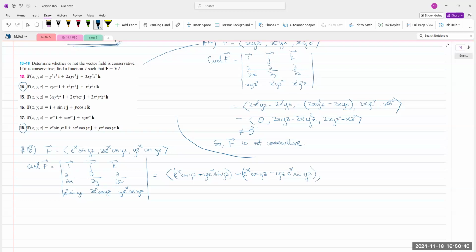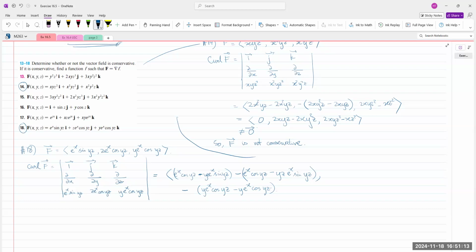Let's see, the second component will be negative of the derivative with respect to x, that will be y e to the x cosine yz, minus the derivative with respect to z here, that will be y e to the x cosine yz. Oh, that's also 0, huh? I don't need this part.